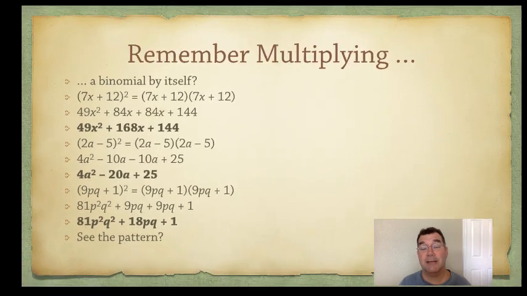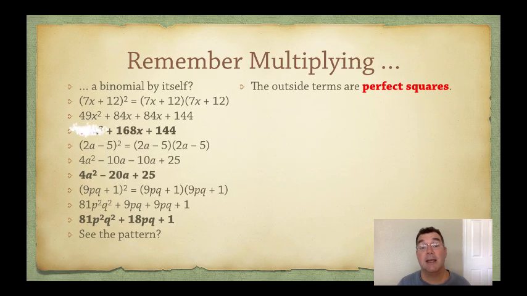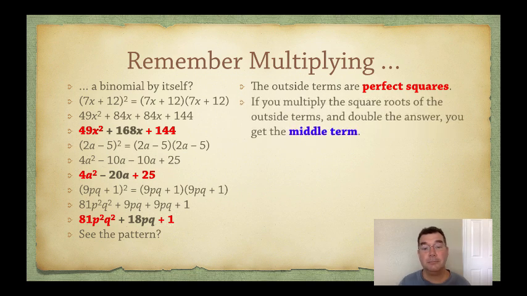Okay, so I want you to see if there is a pattern here. There definitely is. The outside terms are perfect squares. So everything that I've highlighted in red is a perfect square. If you multiply the square roots of those outside terms and you double that, then you get the middle term.